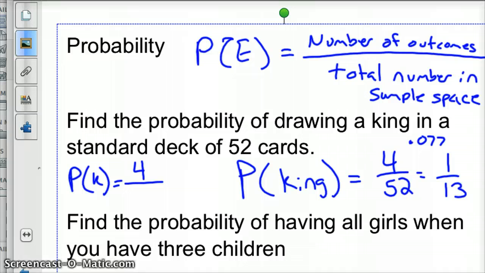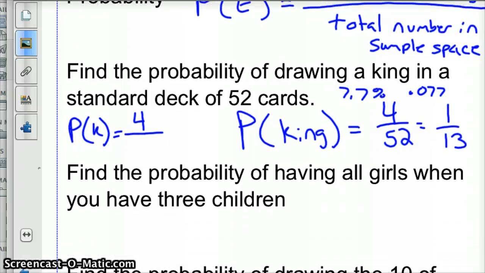0.077 or 7.7% approximately. So those are all 3 ways of representing the probability of drawing a king. All right, so let's look at some of the others here.